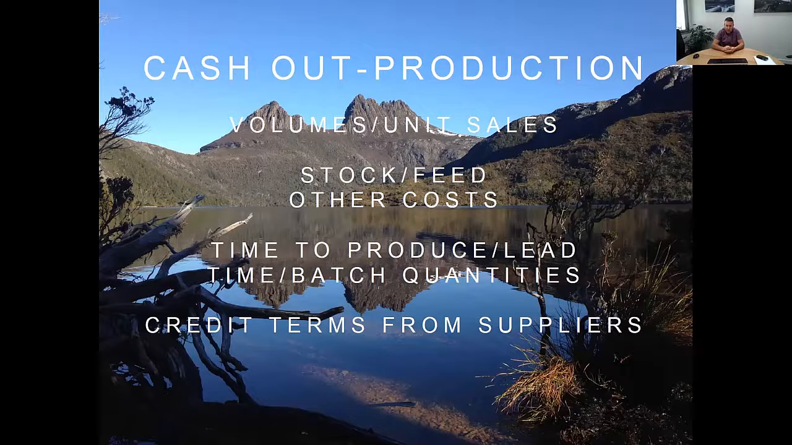Other production methods might be more efficient to do in batches rather than individuals. So then you've got, I suppose, a holding cost that you need to factor into your forecast, as you need to produce a batch of those goods rather than individual units. Once again, you're looking at credit terms from your suppliers, the reverse of what credit terms you give to your customers. That comes into play as well.